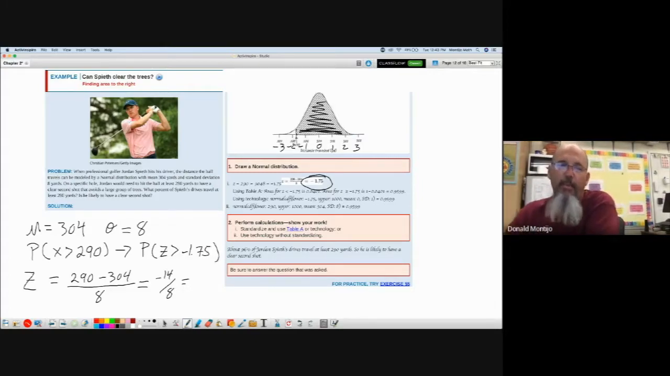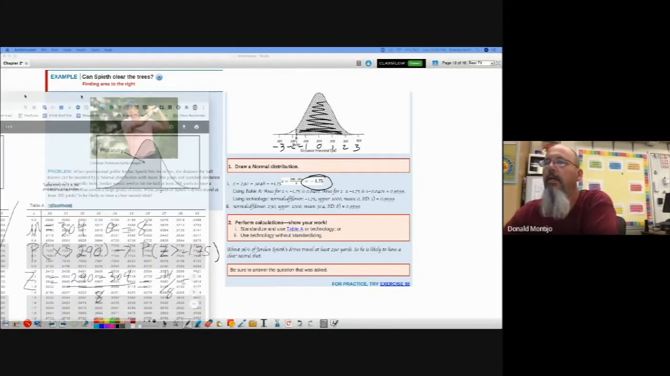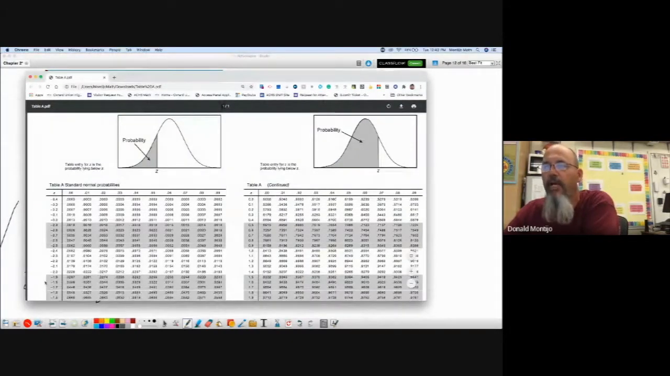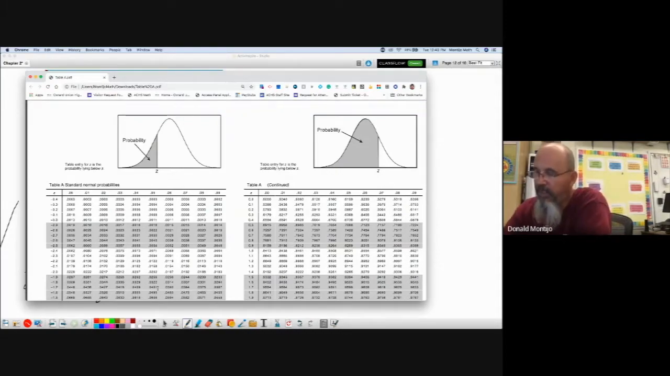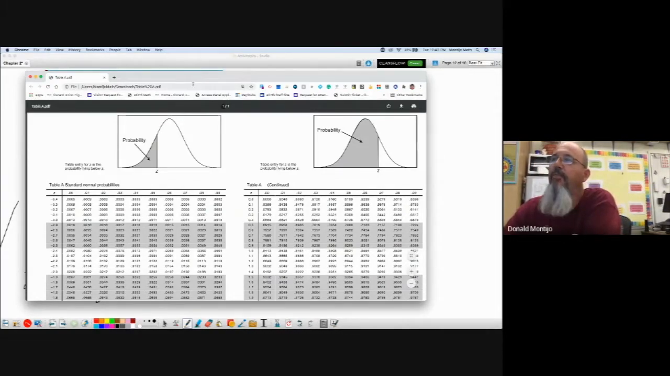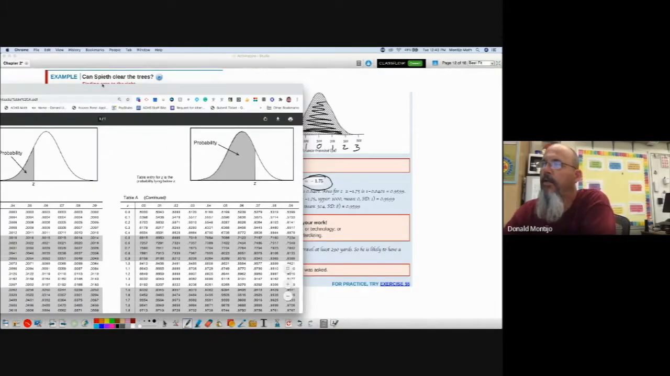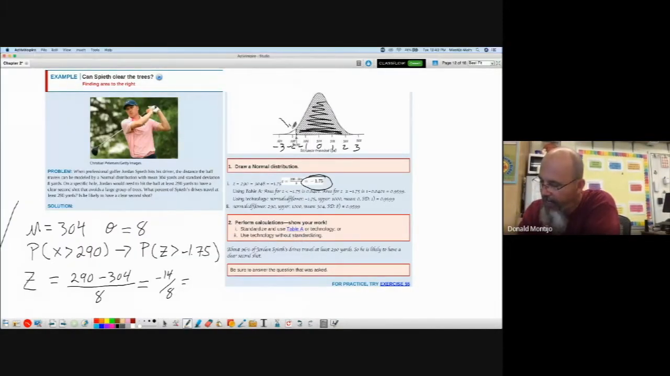Now, grabbing table A, I'm going to look up negative 1.75. So I go negative 1.7, I go across here to 5, and get 0.0401. But remember that the table can only give us the area to the left. So this little bitty area right here is 0.0401. But that's not the question. It's not what percent of his drives are less than 290. It's what percent of his drives are greater than 290.